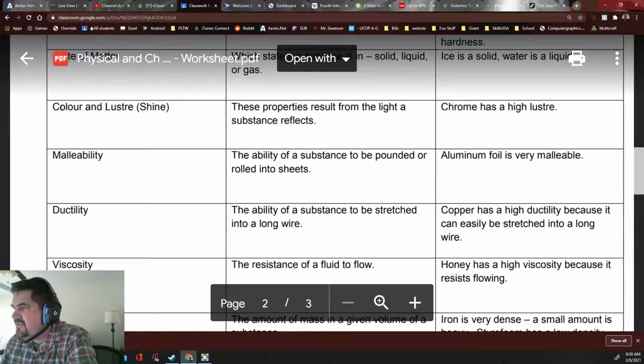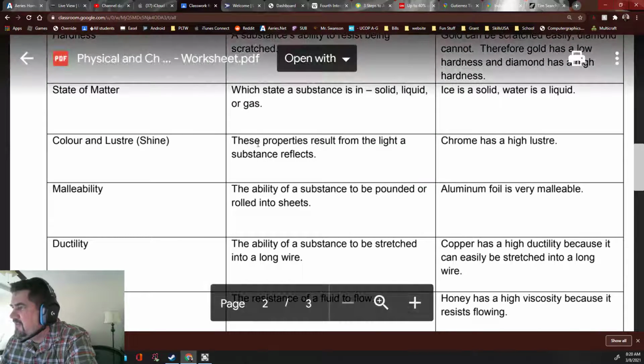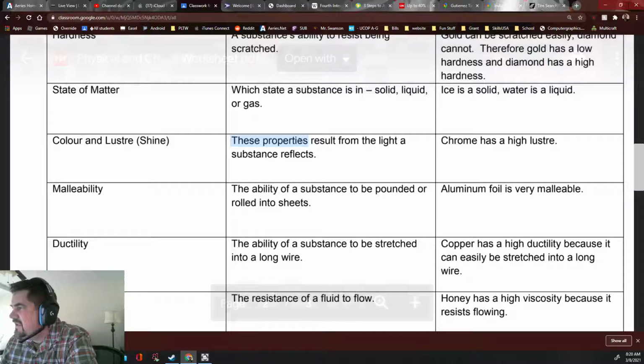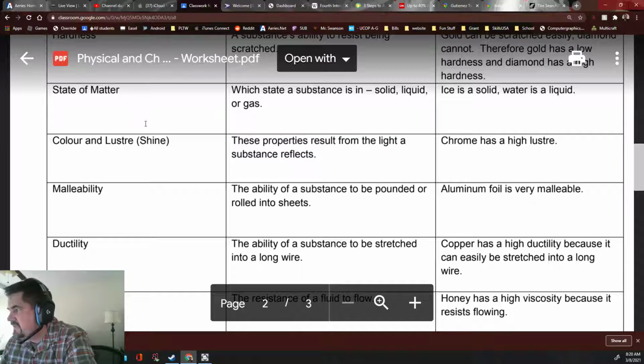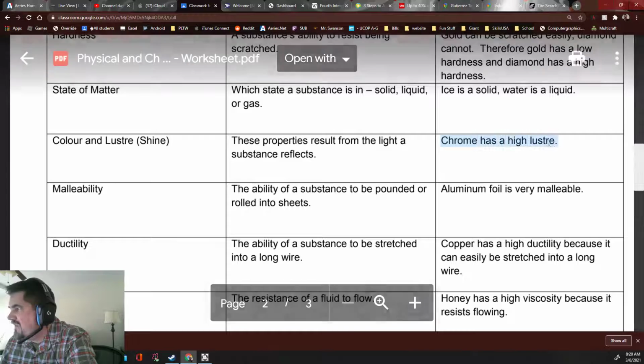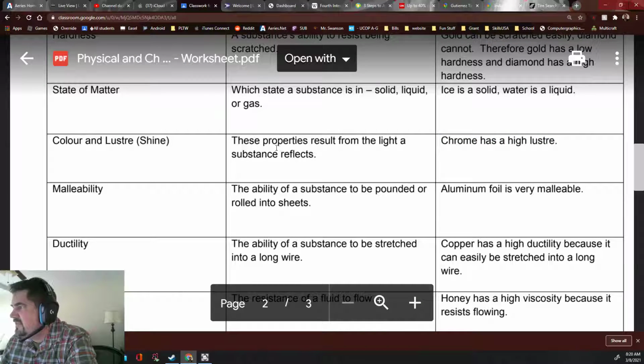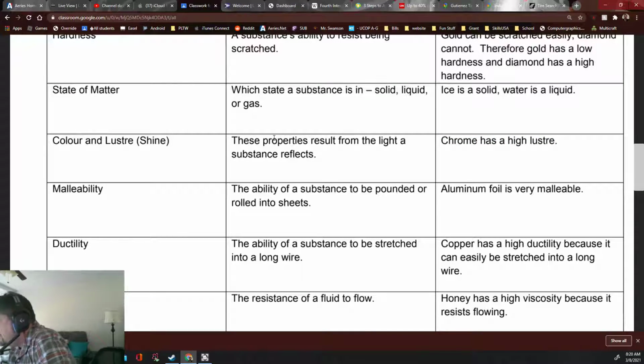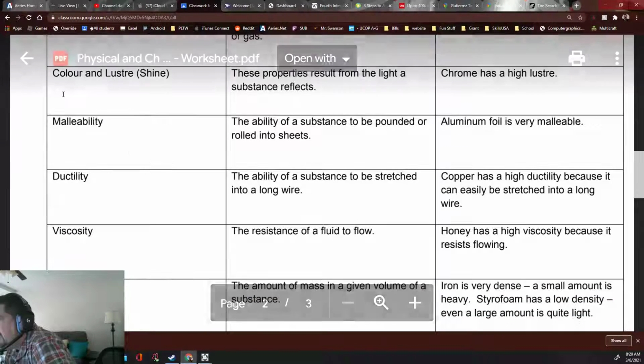Color and luster. Sorry for the spelling here. This is obviously a British worksheet. Color and luster: these properties result from the light a substance reflects. So color is obviously just what it looks like, and luster is its shine. So chrome has a high luster. Chrome is what you might see like a real shiny faucet or something like that. Real silvery, shiny looking thing, almost like a mirror finish on it. That's the luster of it.